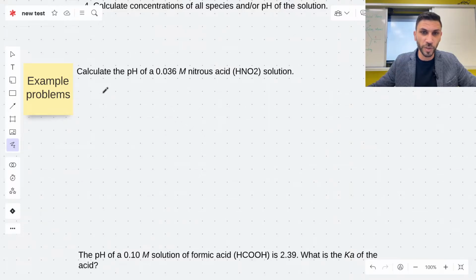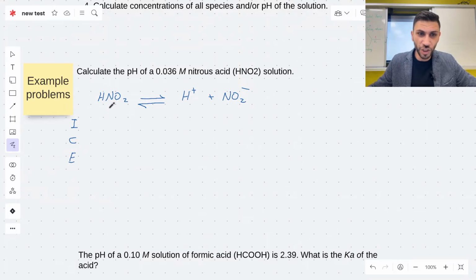The first step is to write the decomposition or dissolving equation of HNO2. It's going to be a reversible reaction and give you H positive plus NO2 negative. Now, I need to use the ICE table. I is for the initial concentrations, C is the change, and E is the equilibrium.